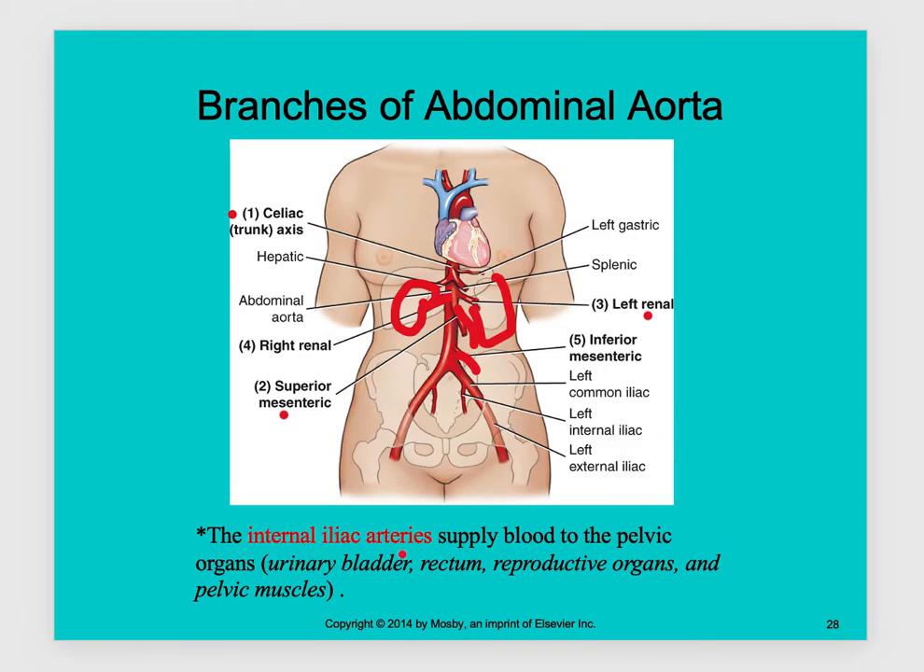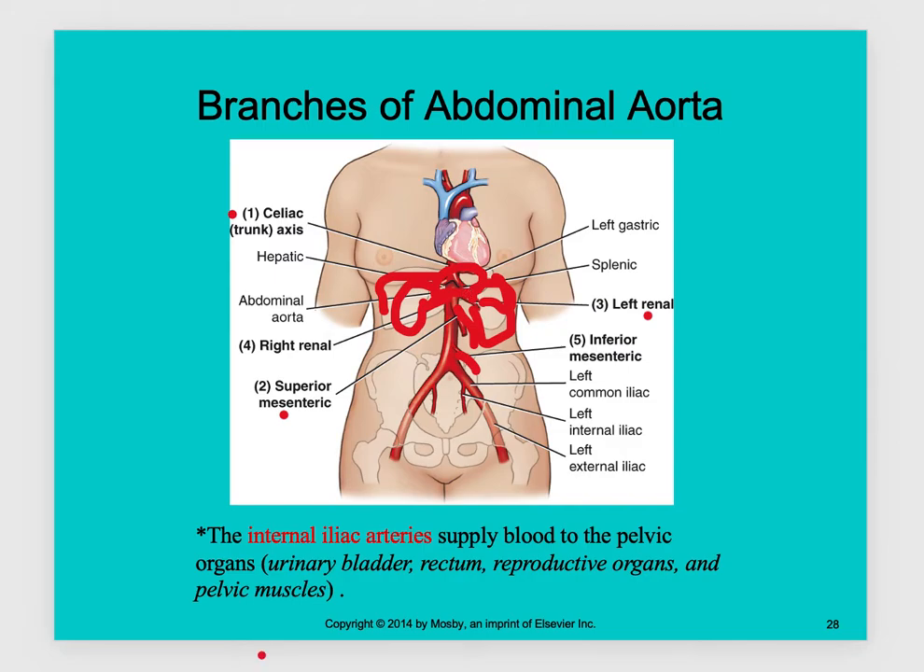Okay, so the internal iliac arteries supply blood to the pelvic organs, urinary bladder, rectum, reproductive organs, and the pelvic muscles. Organs supplied with blood by the three large branches of the celiac trunk are the liver, the spleen, and the stomach. So everything kind of conglomerated right in there.